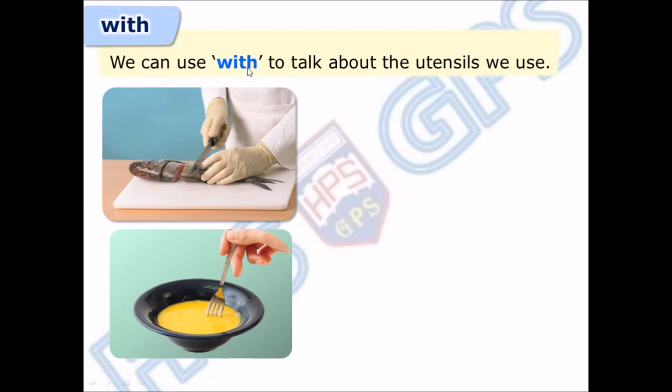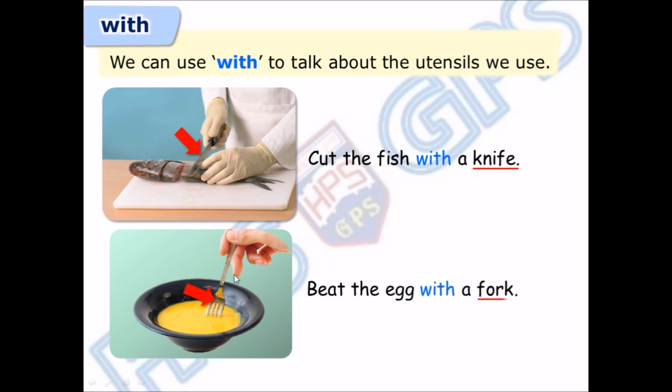We can use with to talk about the utensils we use. Can you see any utensils in this picture? A knife. Cut the fish with a knife. How about this picture? Can you see any utensils in this picture? A fork. Beat the egg with a fork. A knife and a fork. They are utensils.